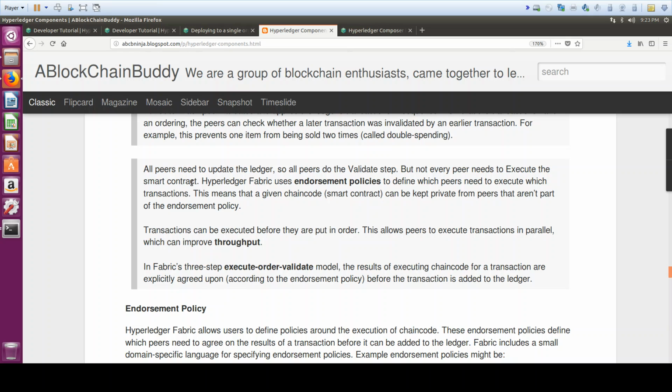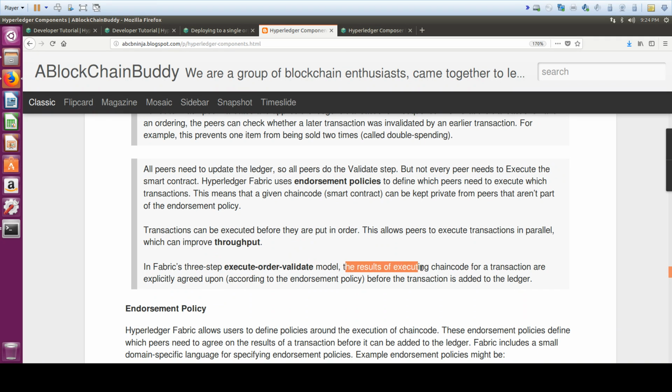that is the endorsing peer. Hyperledger Fabric uses endorsement policies to define which peers need to execute which transaction. This means that a given chain code can be kept private from peers that are not part of the endorsement policy. Transactions can be executed before they are put in order. This allows peers to execute transactions in parallel. Fabric's three-step execute, order, validate model.